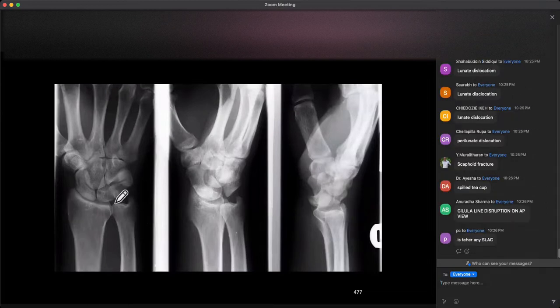And also, we've got a triquetral fracture, which in this particular example is not seen on the lateral view. It's only seen on the DP view.